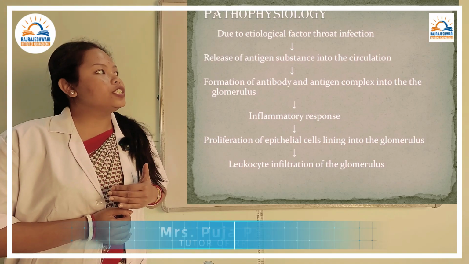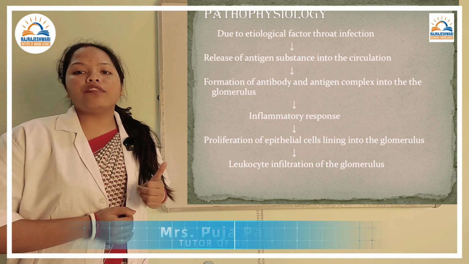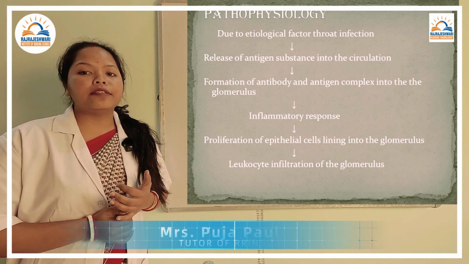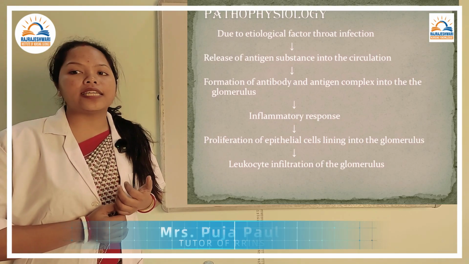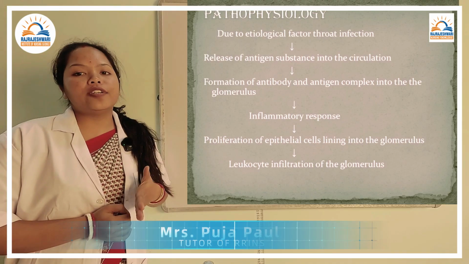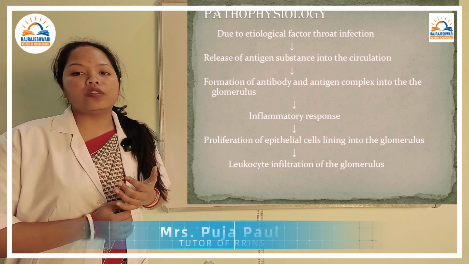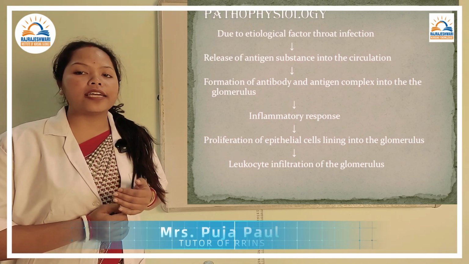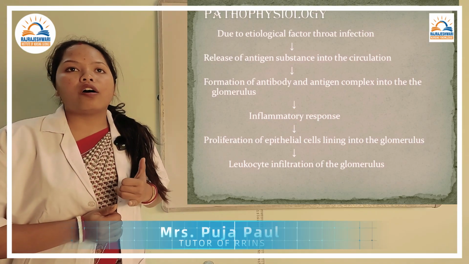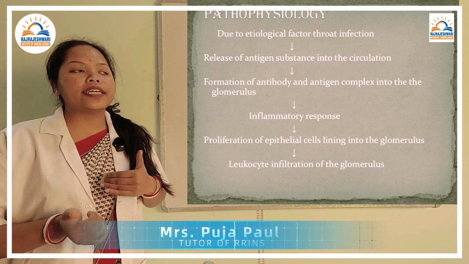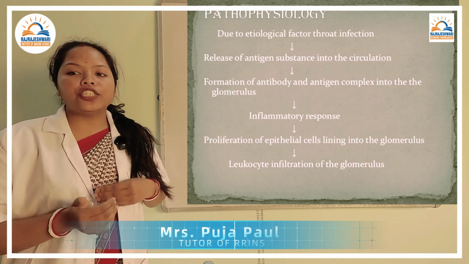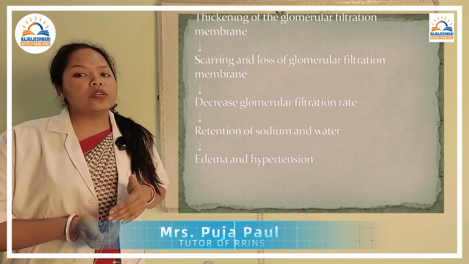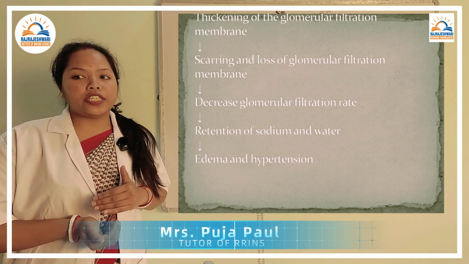Then after inflammatory response, it can lead to proliferation of epithelial cell lining into the glomerulus. That means increasing number of epithelial cell into the glomerulus. Then after proliferation, it can lead to leukocyte infiltration of the glomerulus. That means our immunocells like monocyte, neutrophils or T cells, that all are entering and accumulate in the glomerular filtration membrane. Then after leukocyte infiltration, it can lead to thickening of the glomerular filtration membrane.